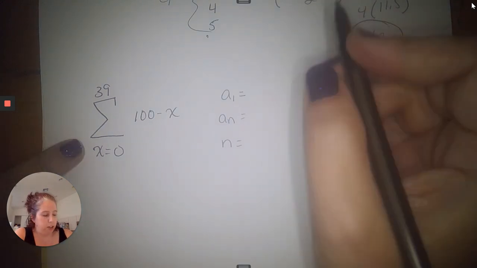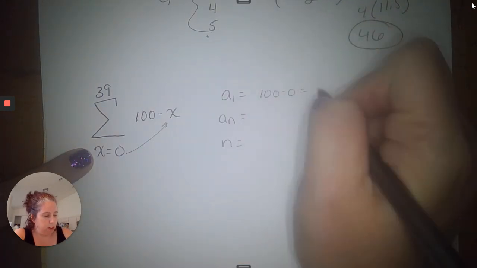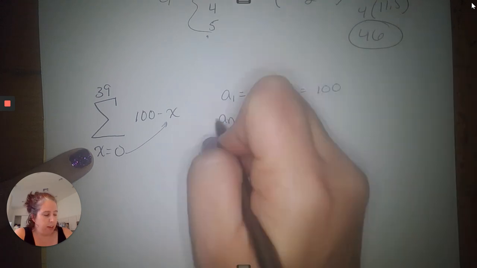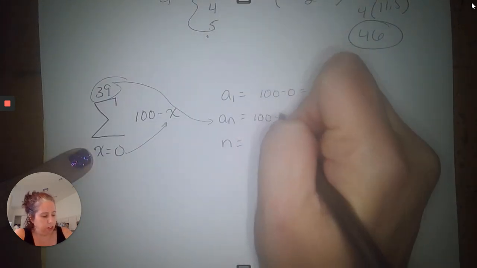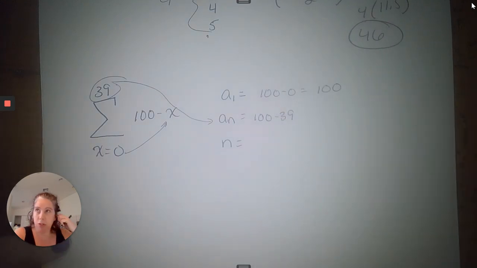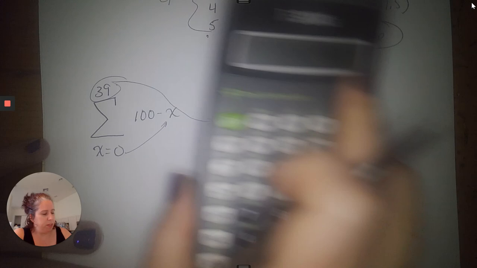All right, so for A1, we're going to plug in 0 in here, right? So 100 minus 0 is still 100. For AN, you're going to plug in 39, so 100 minus 39. So 100 minus 40 is 60, plus 1 is 61. Let's make sure I did that right.